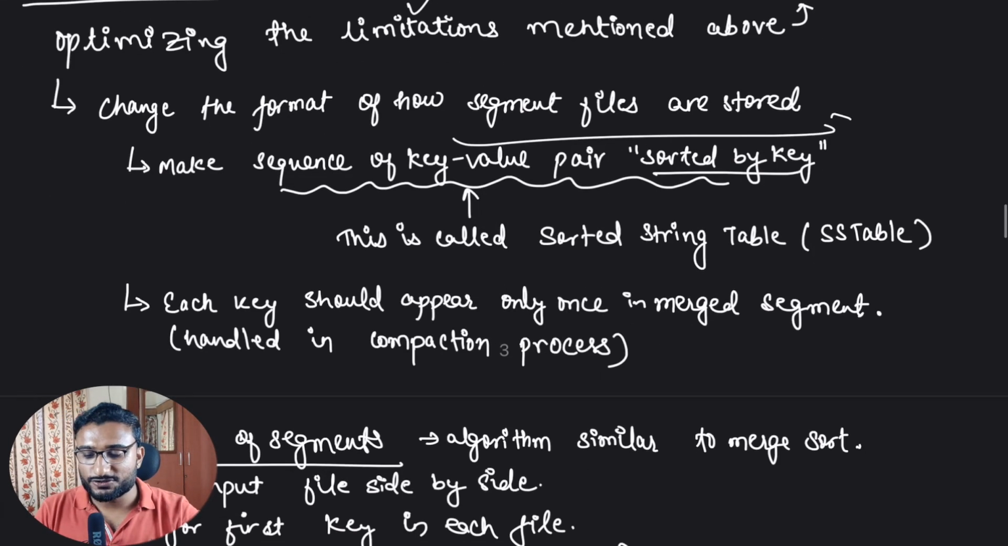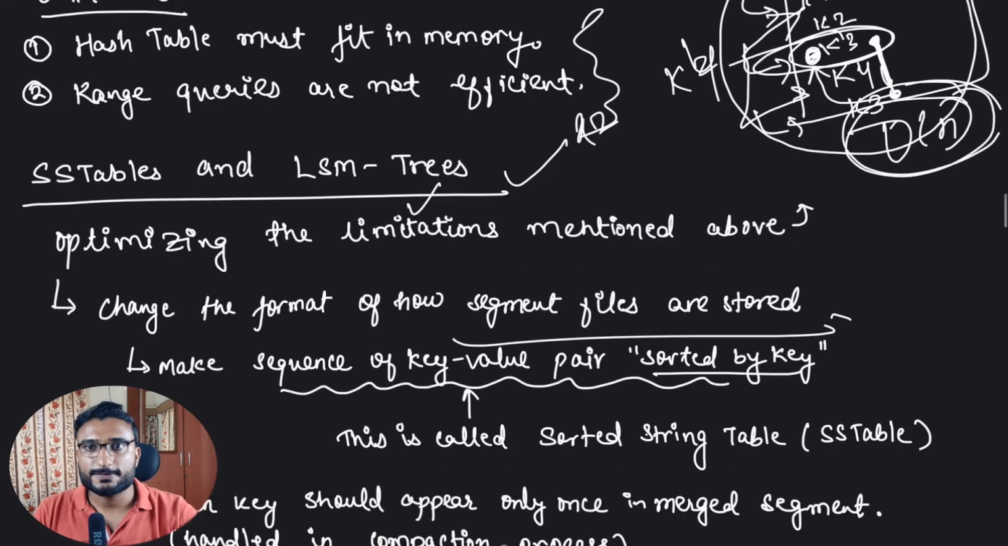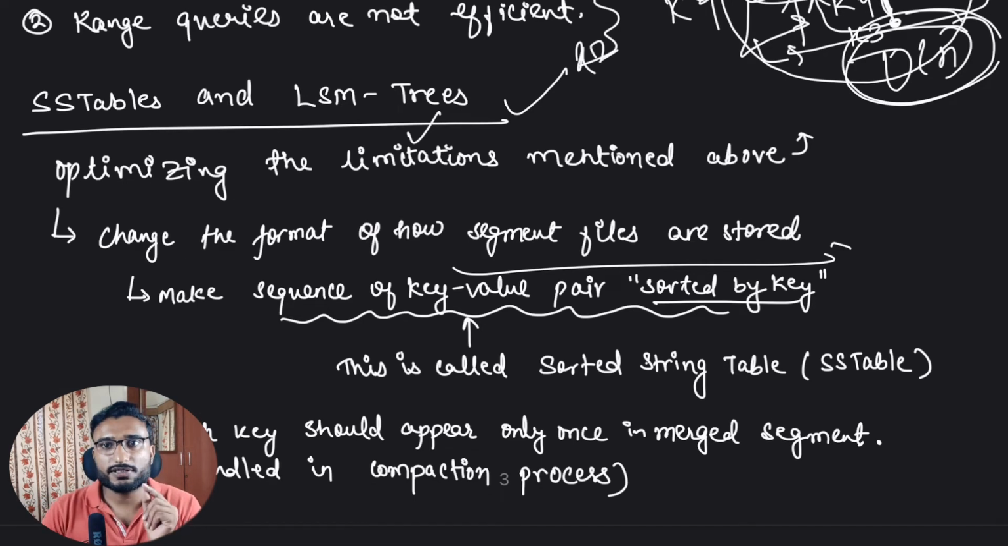Make a sequence of key-value pairs sorted by key. With this example, if K2 and K4 are sorted and I want to run a range query, I know that K3 is in between this data. So if you are maintaining the data in sorted form, it's easier to run those range queries to get all the data which is between these two keys. This is how it helps.